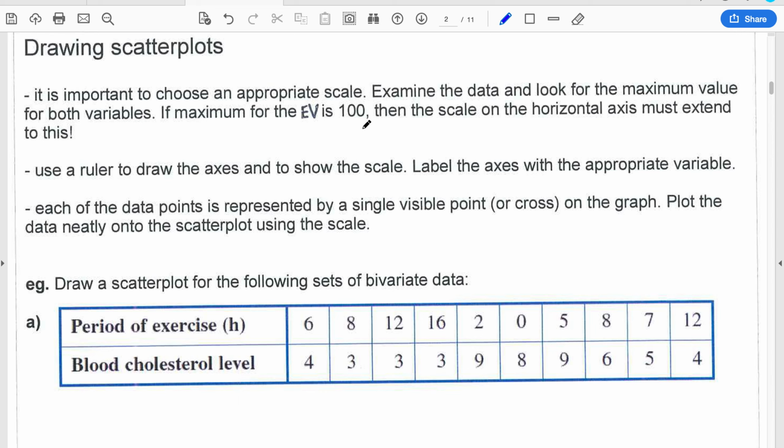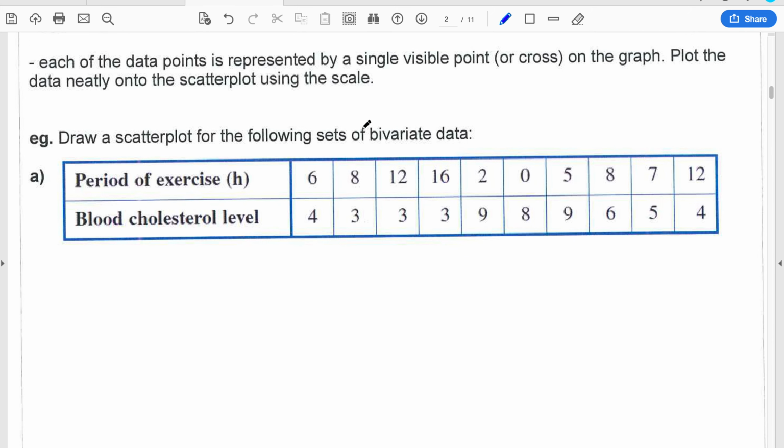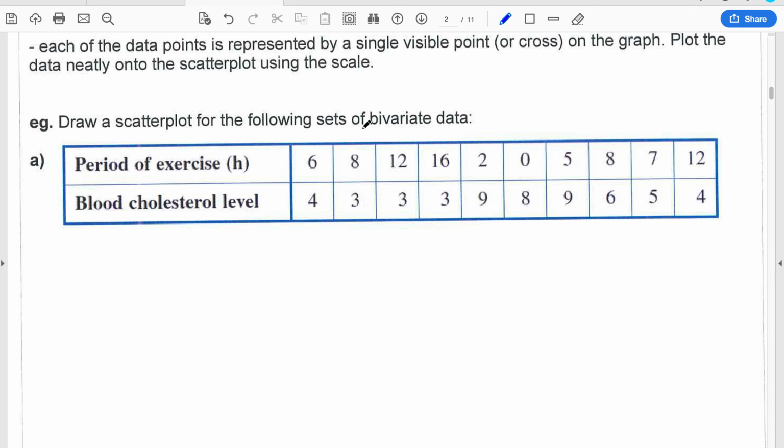So it represents an ordered pair. I'll show you briefly how you would do it, and then I'll show you the finished product for these two scatter plots here. The first one, we've got period of exercise and then blood cholesterol levels.